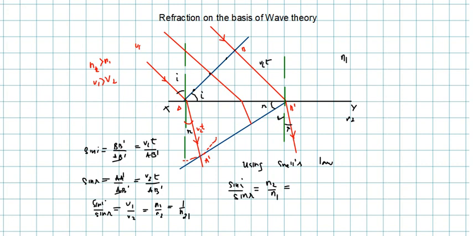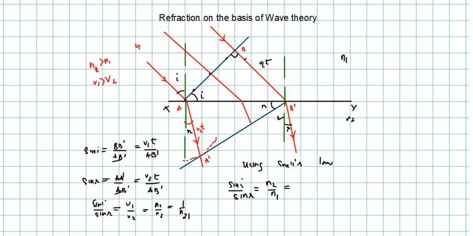Sin I will be perpendicular by hypotenuse. So the perpendicular is V1t by the hypotenuse AB prime, and sin R is this. So sin I by sin R, yeah, we have done it right only, no problem in that. So V1t by V2t, the AB prime and t get cancelled, so V1 by V2.